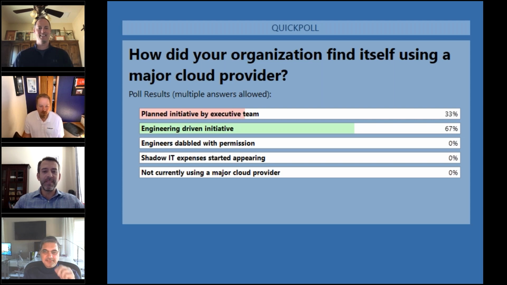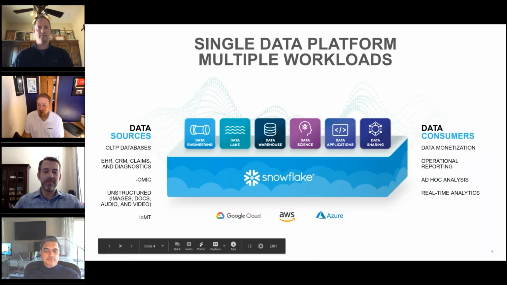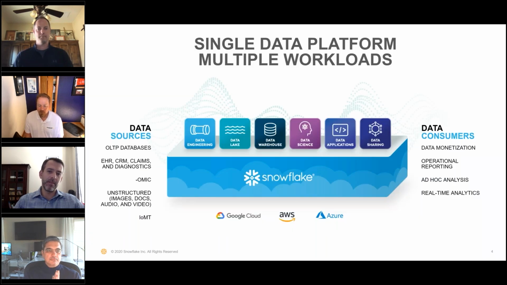Engineering-driven initiative. Yeah, I think as we've matured and the cloud has become a real option, it's like you said, Max, the early adopters have proven it's real, and now it's something that's on everyone's mind all the way up the chain, not just developers, not just engineering managers, etc.